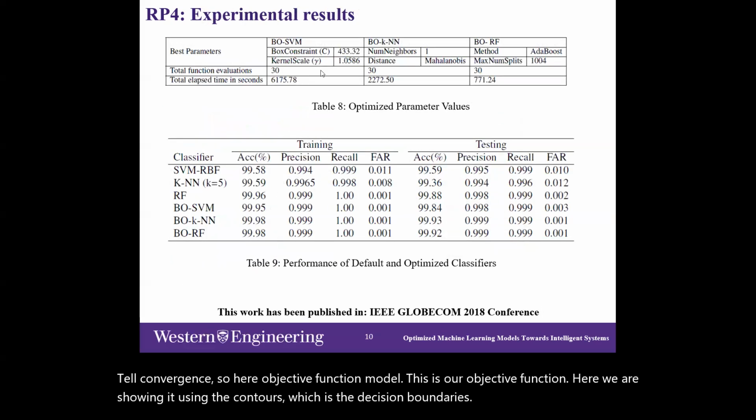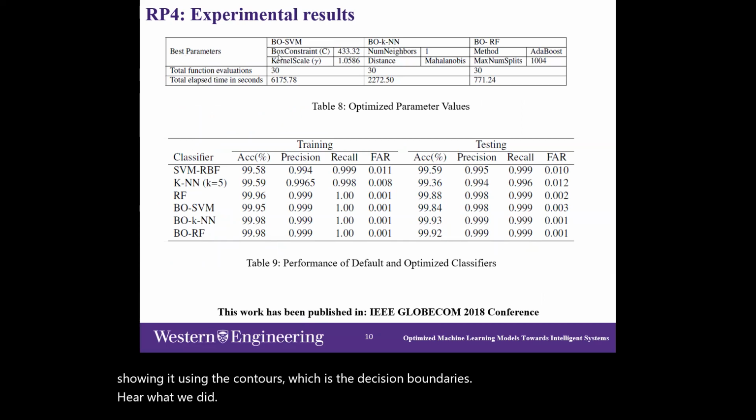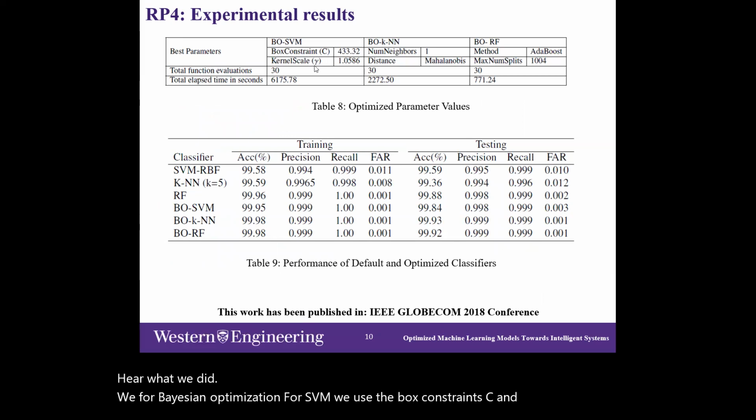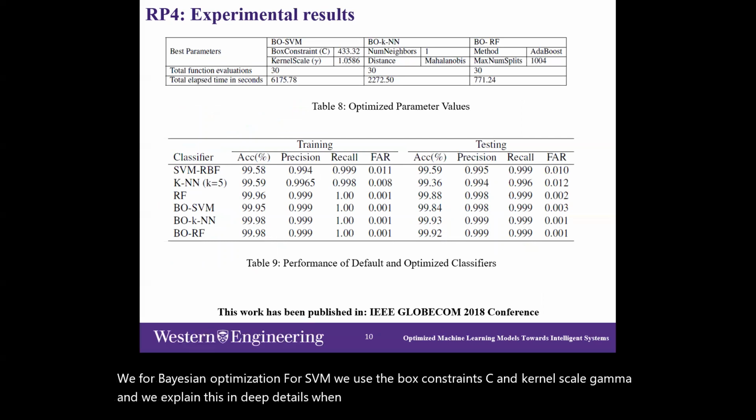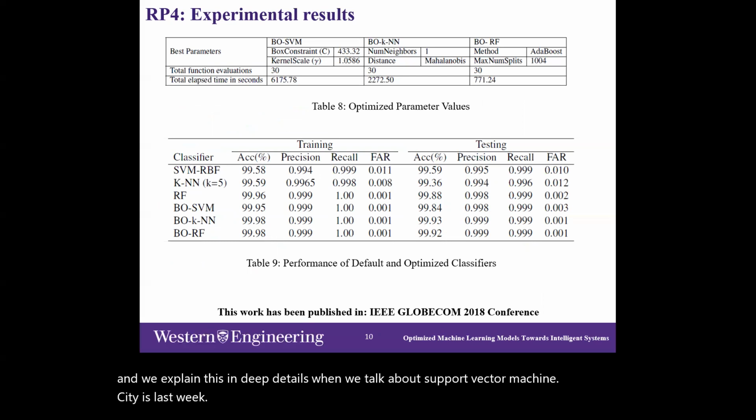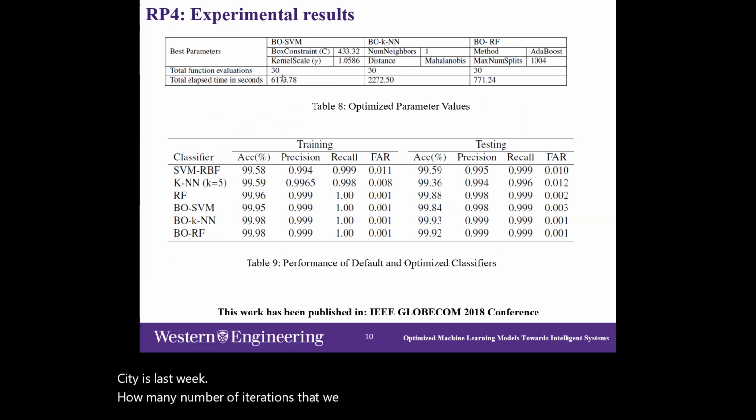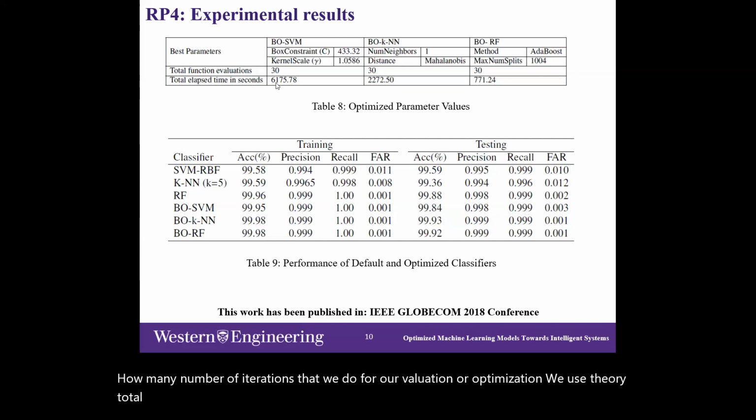So here, for Bayesian optimization for SVM, we use the box constraint C and kernel scale gamma, and we explained this in deep detail when we talked about the support vector machine series last week. So how many iterations do we use for evaluation or optimization? We use 30. Total elapsed time in seconds: this is the time we use to optimize the model using the training data set.